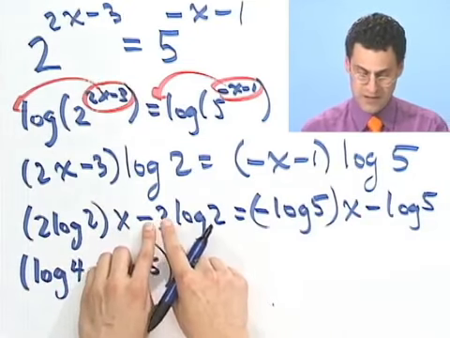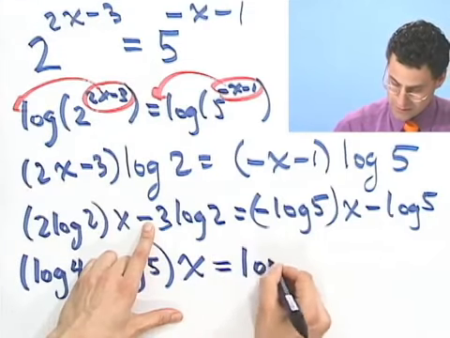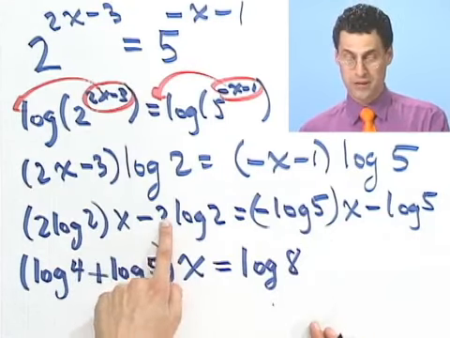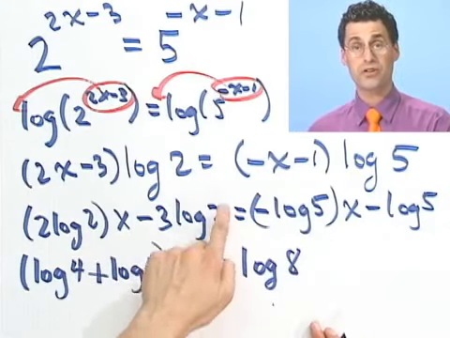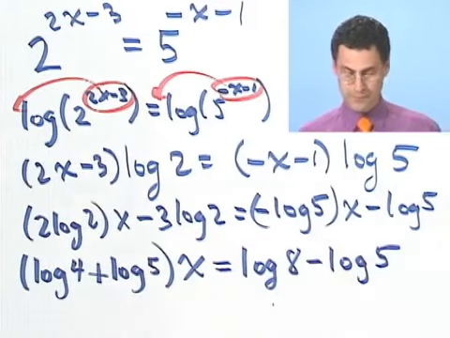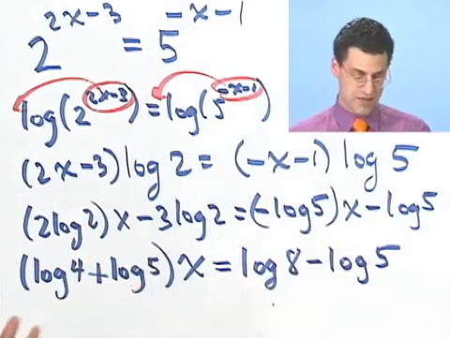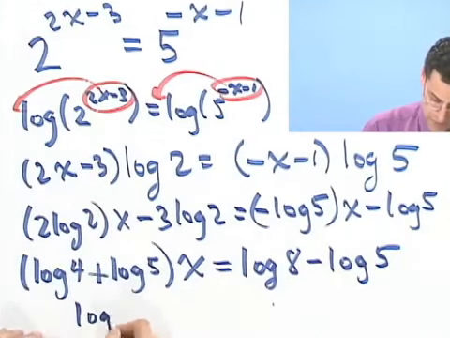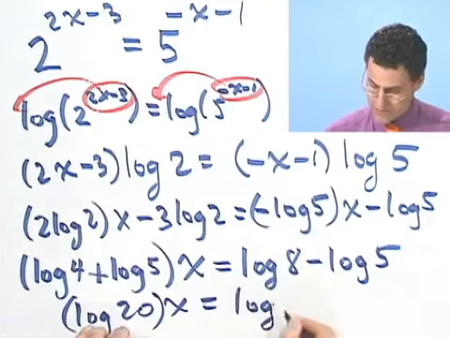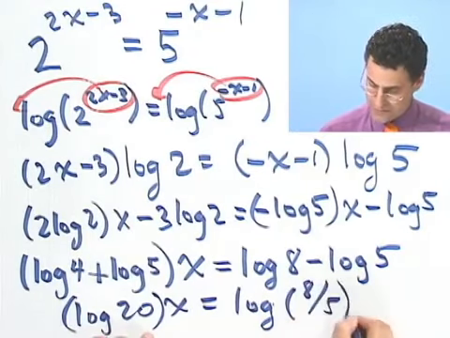And then if I bring this minus 3 log 2 over to this side, what does it look like? It becomes a plus 3 log 2, which is just a fancy way of saying log 8. Because if I take that 3 and put it up as an exponent, it's 2 cubed, and 2 cubed is 8. But I still have that minus log 5. Well, log 4 plus log 5, remember the laws of logs, that's just the log of the product. So that's just log of 20 times x. And that equals log of, and the difference of logs is the log of the quotient, so log of 8 over 5.